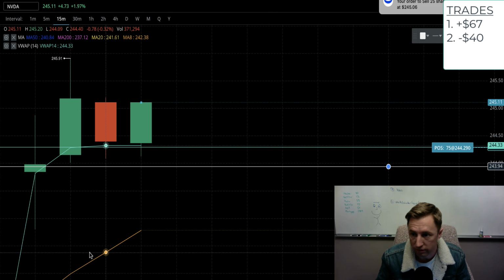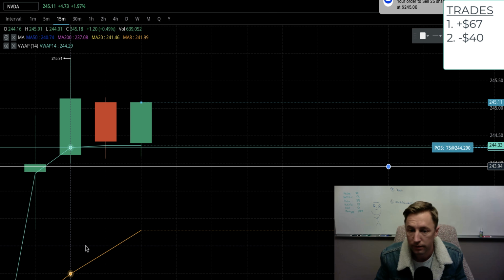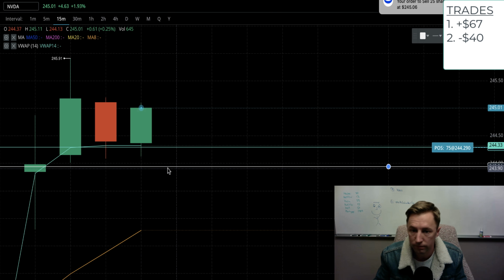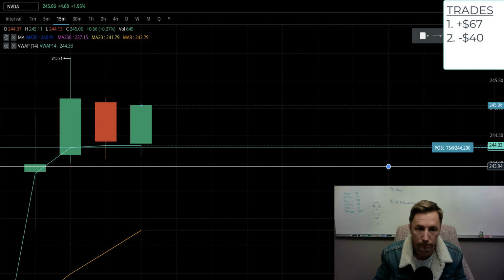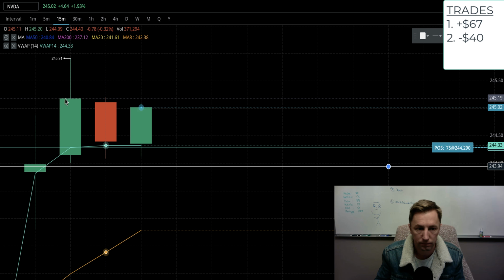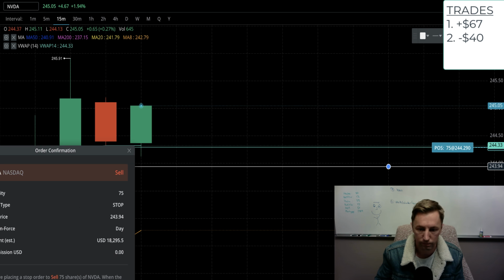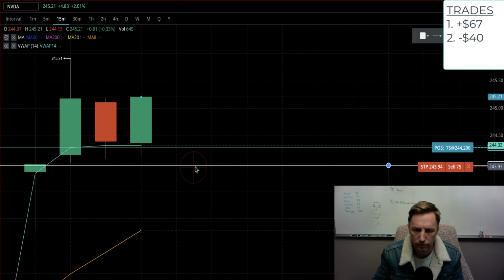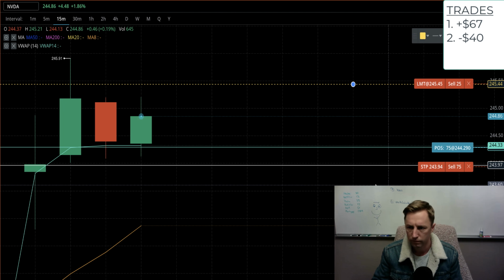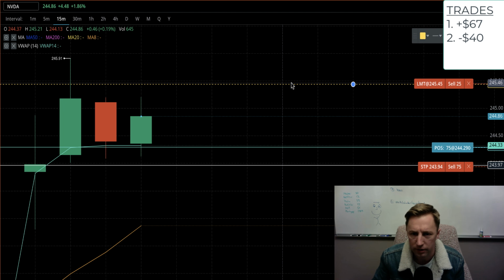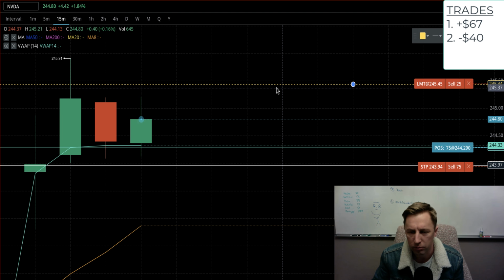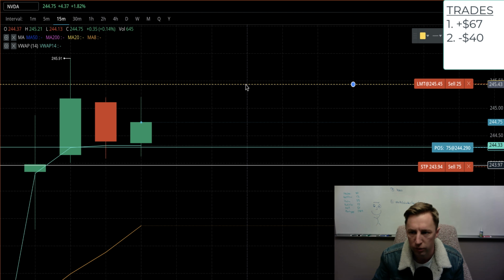I went ahead and sold 25 shares for a profit. Did start moving up. I wanted to break this area. I'll add in to sell another 25 shares if it does a little break here. I am seeing a pullback, but if it can come up past this and break through, I want to sell another 25 shares up here at 245.45.